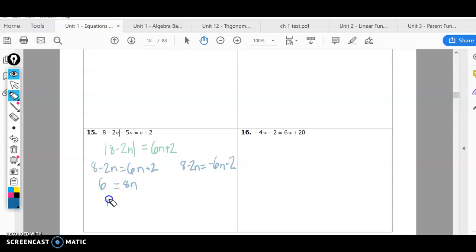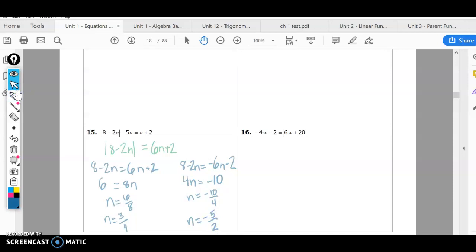Here we get a fraction, n equals 6 over 8, which simplifies to 3/4. And on the right, solving this equation, adding over the 6n, dividing both sides by 4, and then simplifying. Here we have two solutions.